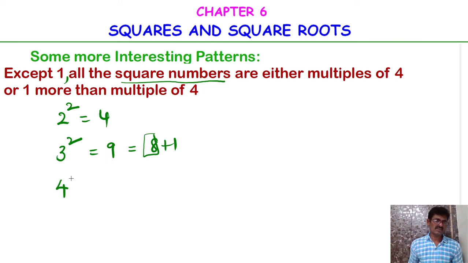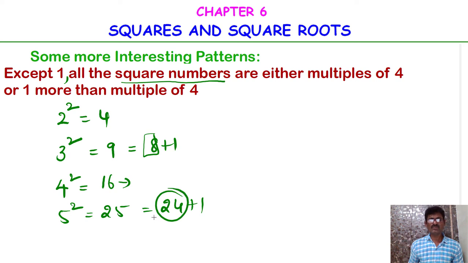Now if you take 4 square, that is equal to 16. This is multiple of 4. Now if we take 5 square, that is equal to 25. We can write this one as 24 plus 1. Now this 24 is multiple of 4. So that means this number 5 square is 1 more than the multiple of 4. So in general, if we continue like this, we can say in general, except 1, all the square numbers are either multiples of 4 or 1 more than the multiple of 4. This is one interesting pattern.